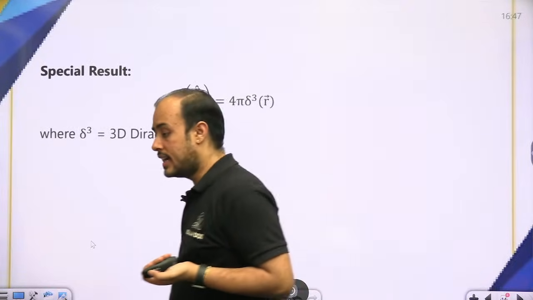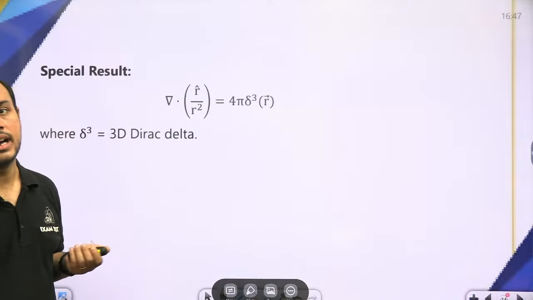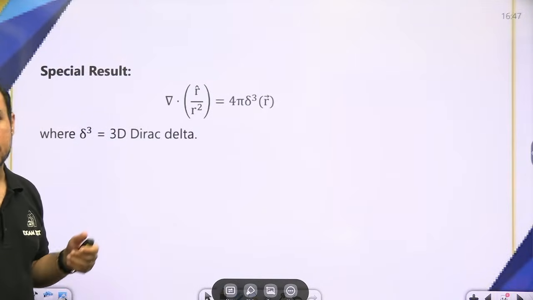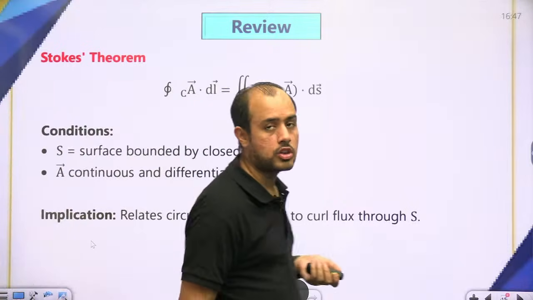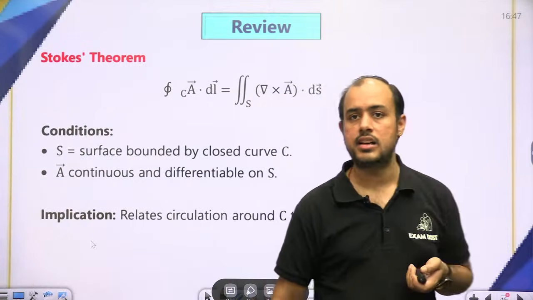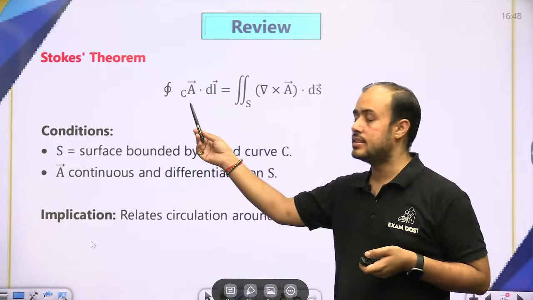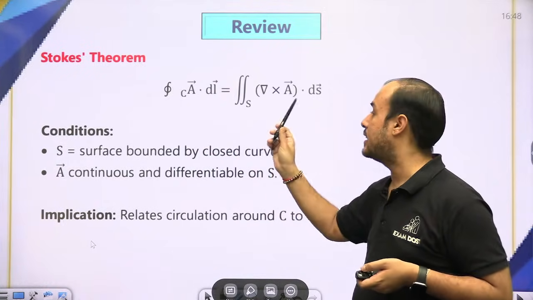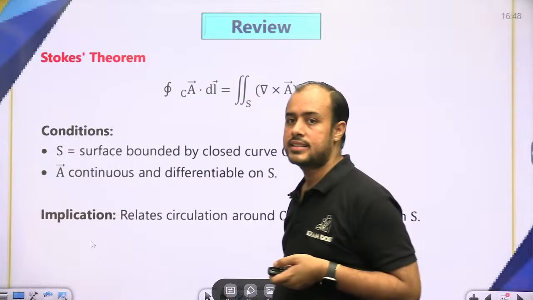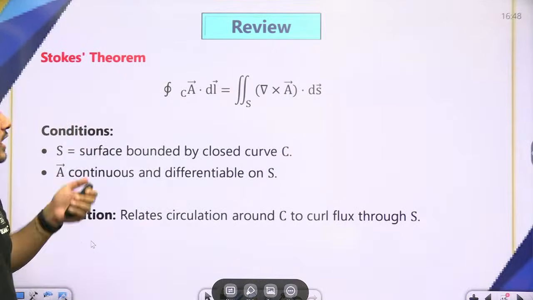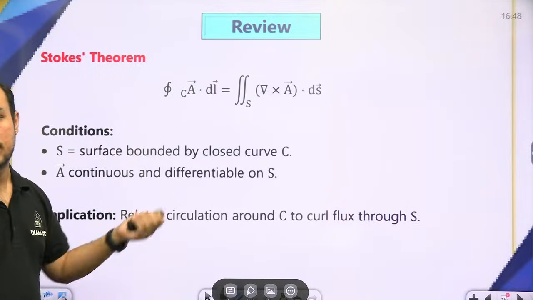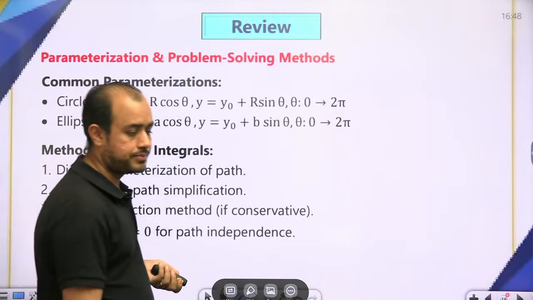And then I told you the divergence of r cap by r square is 4 pi delta cube r, which is a 3D Dirac delta function. Then we saw Stokes theorem, in which we can convert a line integral to a surface integral. C is a closed curve bounding a surface S. So it relates the circulation of a vector field around a curve to the curl flux through S.